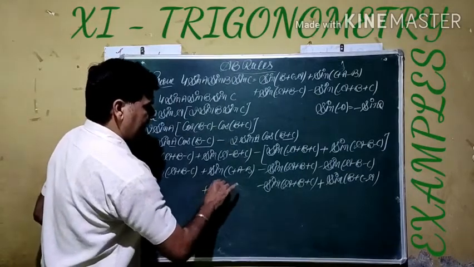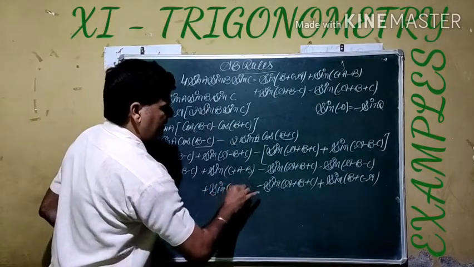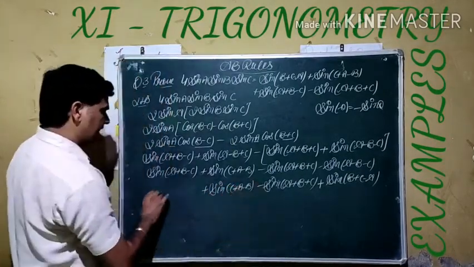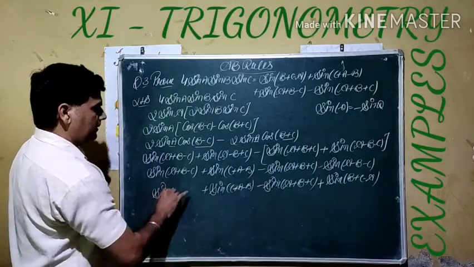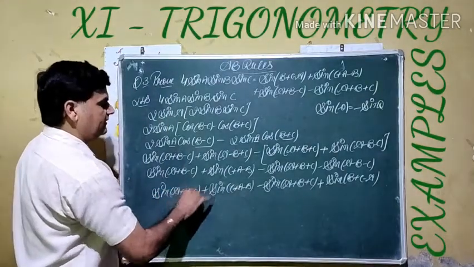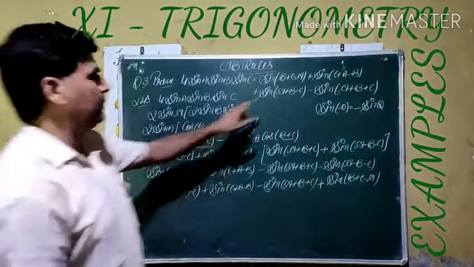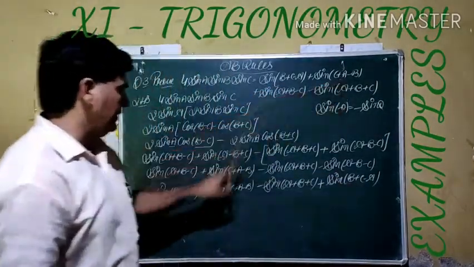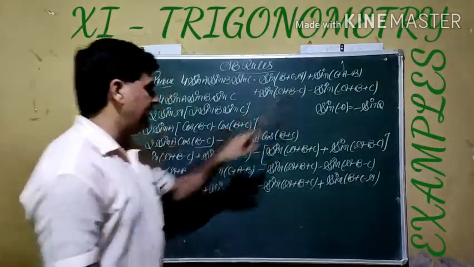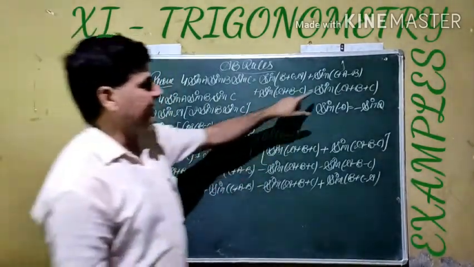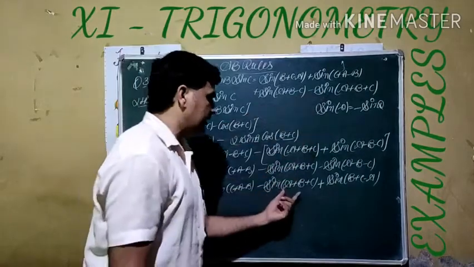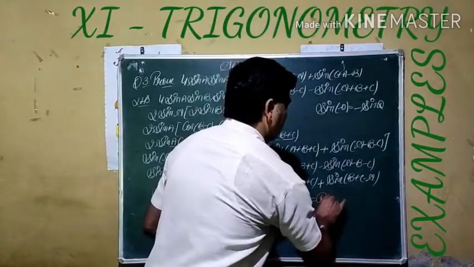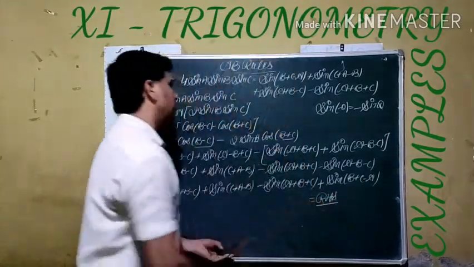This remains the same, sin(C + A − B), and the first term is sin(A + B − C). If we see the result now, we have sin(B + C − A), the last one sin(C + A − B), this one sin(A + B − C), and the subtracted term is sin(A + B + C). It matches the right hand side of the statement, so it proves our question.